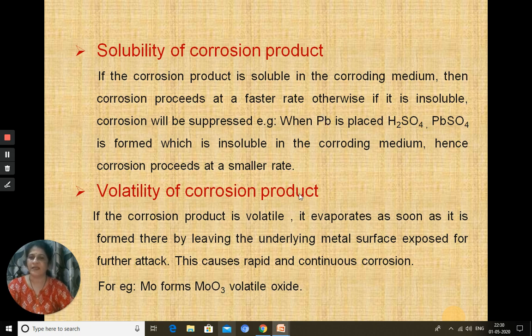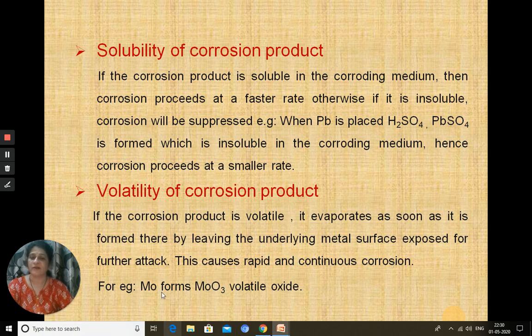The next is volatility of the corrosion product. If you know that when a metal is exposed to environment, for example, oxygen, a metal oxide is formed. But imagine that the metal oxide layer formed is volatile in nature. Then what will happen? It will soon evaporate and a fresh metal surface is again available for the attack. Hence, if the corrosion product is volatile, it evaporates as soon as it is formed, thereby leaving the underlying metal surface exposed for further attack.